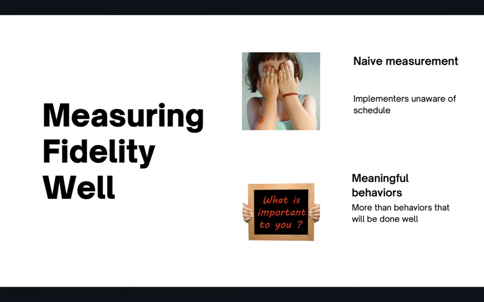So a few tips about measuring fidelity. If you can, you should measure fidelity in such a way that the implementers don't know when it's going to happen. This is easiest when you have video. You just have someone who's not the implementer determine the fidelity schedule, and you don't tell the implementer when the fidelity checks will happen.